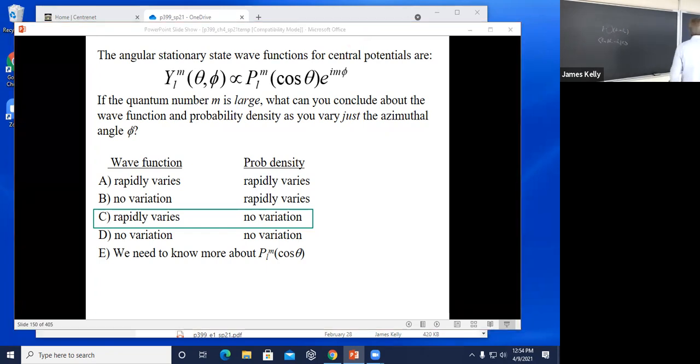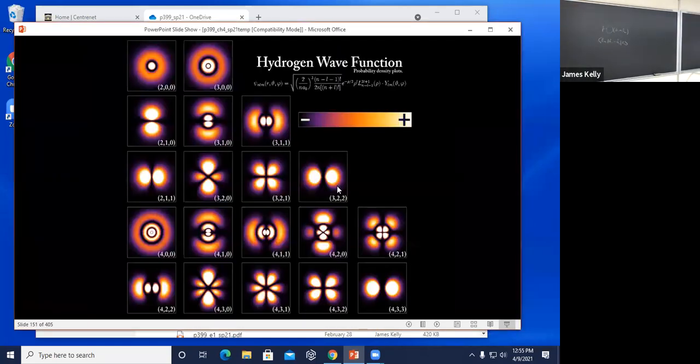Uh-oh. Screen sharing is paused. That's weird. Okay. Resume share. Lost contact with my clicker.